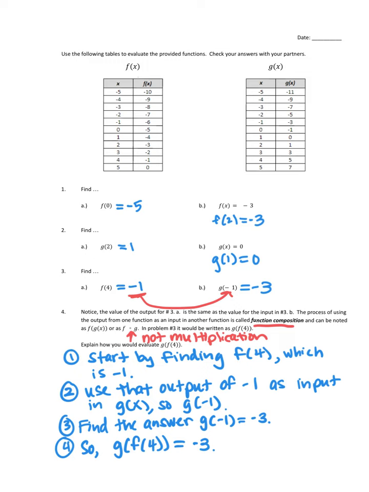When doing composition, you're going to start on the inside and work your way out. So I started by finding f of 4. Once I had that output, I then substituted that into g of x for my new input. Let's go ahead and see how this looks on the next page.